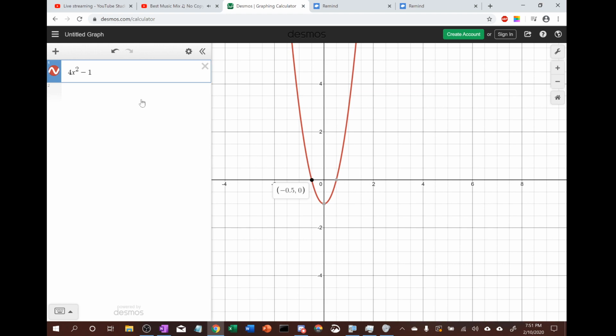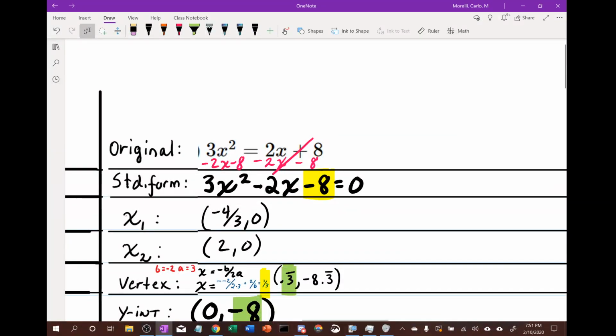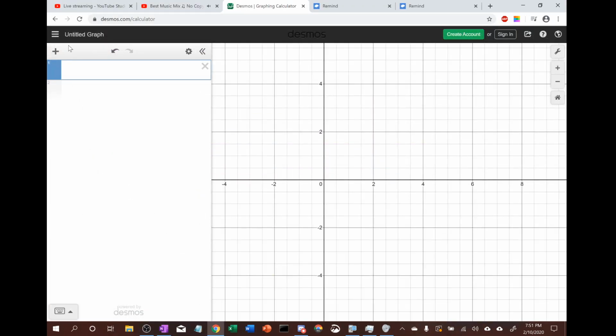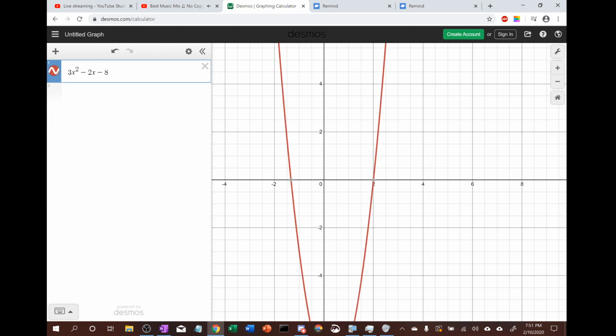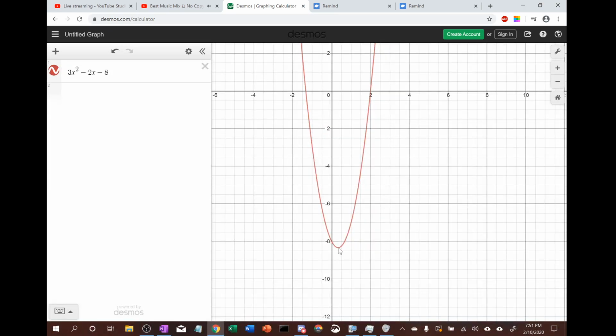So guys, here's how fast this would happen on Desmos. If we had used Desmos or a graphing calculator, 3x squared minus 2x minus 8, watch how fast this happens. 3x squared minus 2x minus 8. Hey, Gerardo, what's up? Okay, so I believe that took all of 2 seconds to find all these values. So guys, do you see the power of Desmos? We did everything we needed to do in 2 seconds.